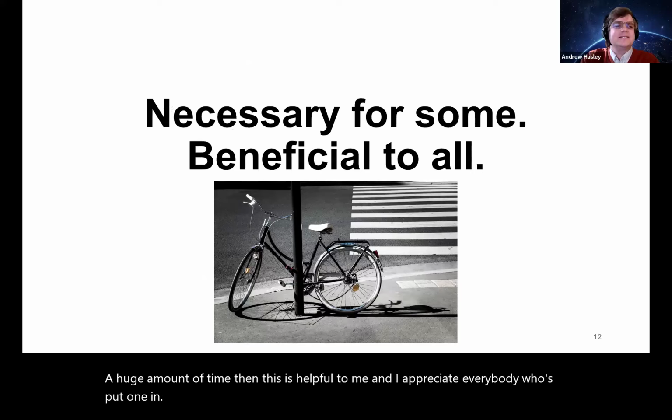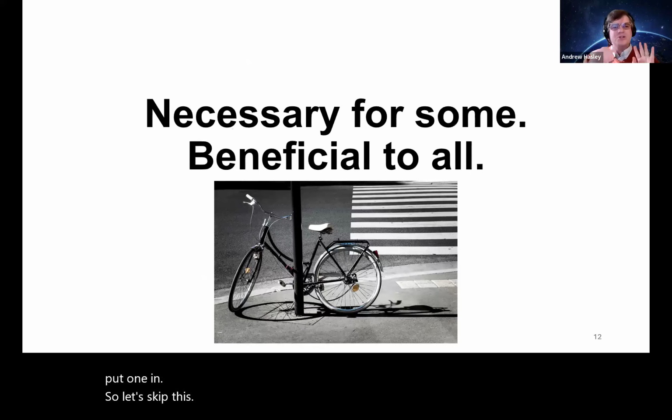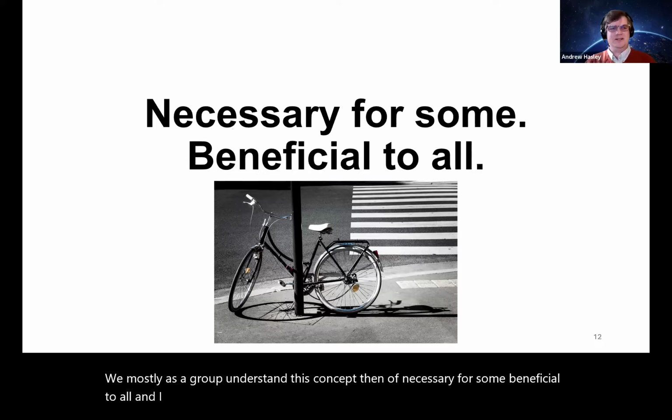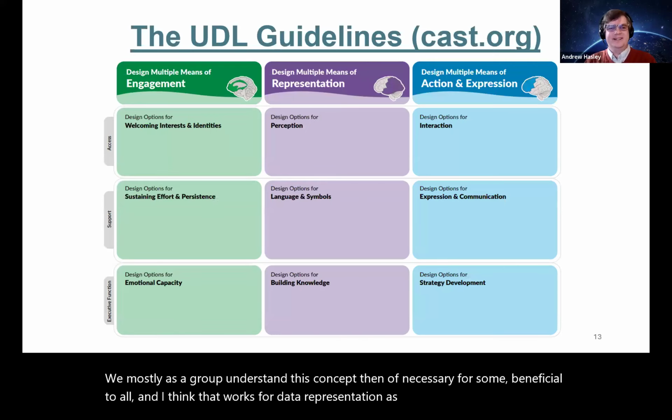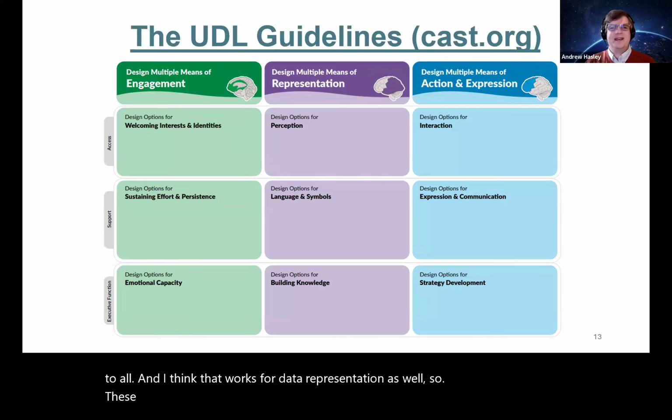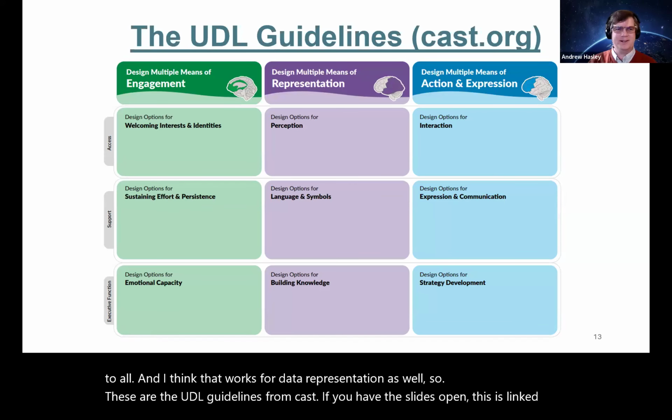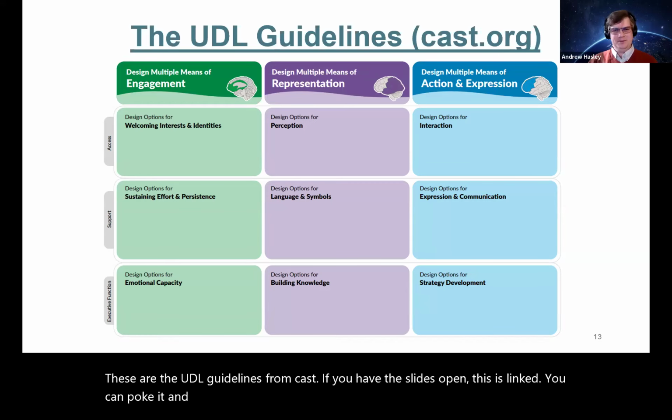So we mostly as a group understand this concept then of necessary for some, beneficial to all. And I think that works for data representation as well. So these are the UDL guidelines from CAST. If you have the slides open, this is linked. You can poke it and go to their website to see a more readable version.